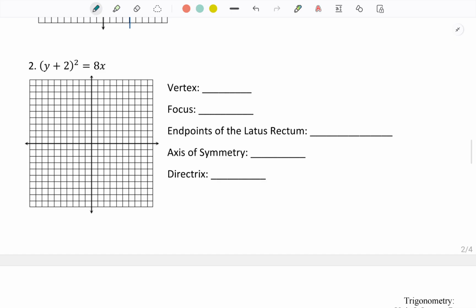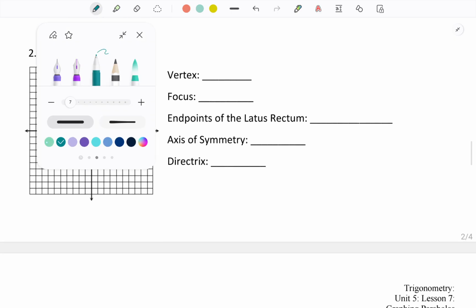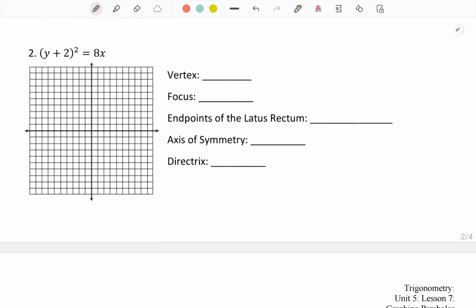There's our first parabola. All right, so then for number 2, we do have a horizontal parabola because our y is squared. So our vertex is going to be 0, and then -2. And then to find our focus, we'll need to solve for p. So we are going to take 4p and make it equal 8. And then we'll divide by 4. And so p is going to equal 2.